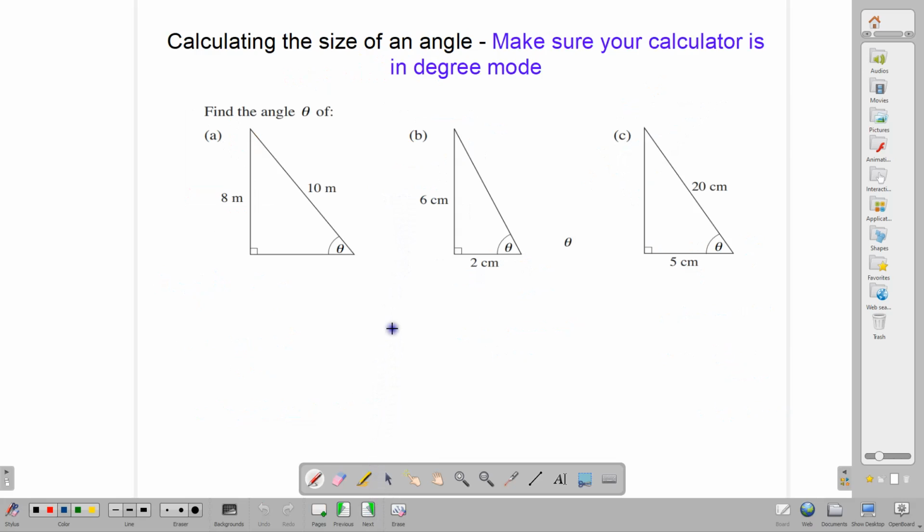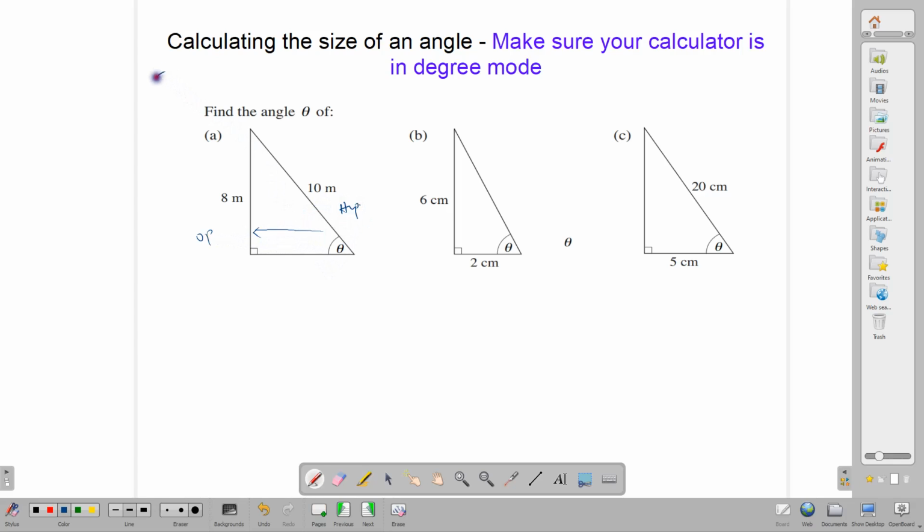Now let's use the trigonometrical ratios to find the size of an angle. You need two sides to work with a ratio. In this question, we have the angle theta, and we want to identify the sides. So go across here. This is the opposite. It's right across from the angle. And this one is the hypotenuse.